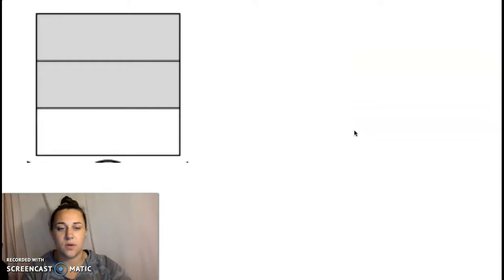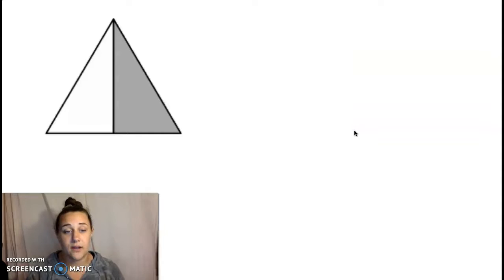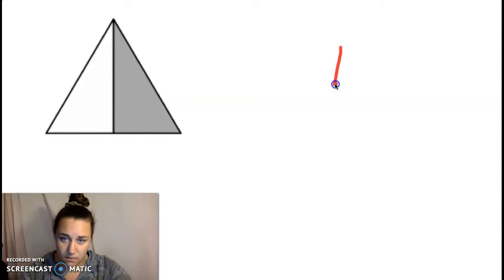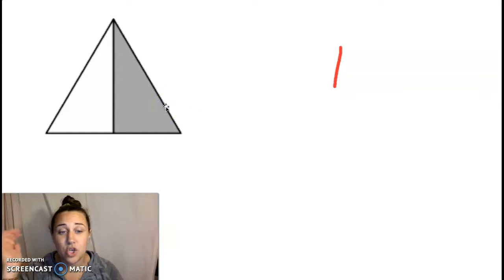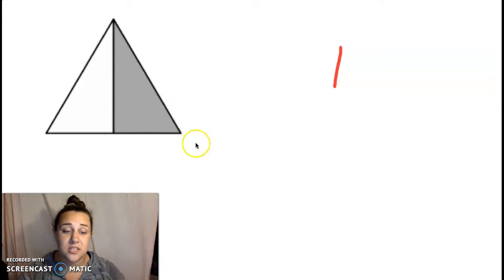Okay, let's do another one. Now I look at this one. So we're going to start with how many are shaded. I need to figure this out. So I count. 1. Only 1 is shaded. My 1 goes there. Now my shaded part is above. It's my numerator, right? That's what's being described.